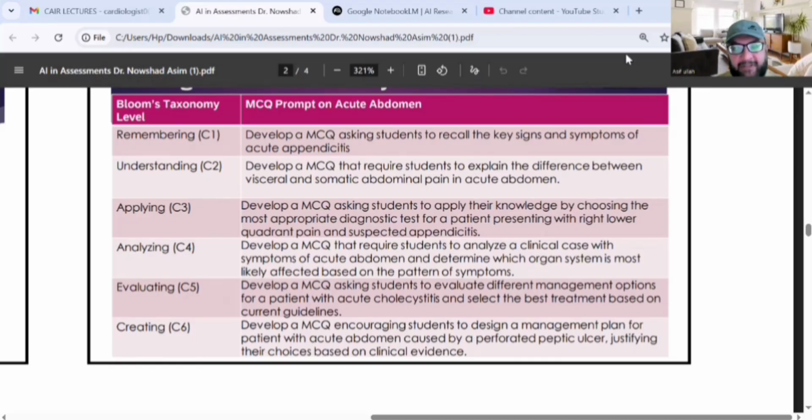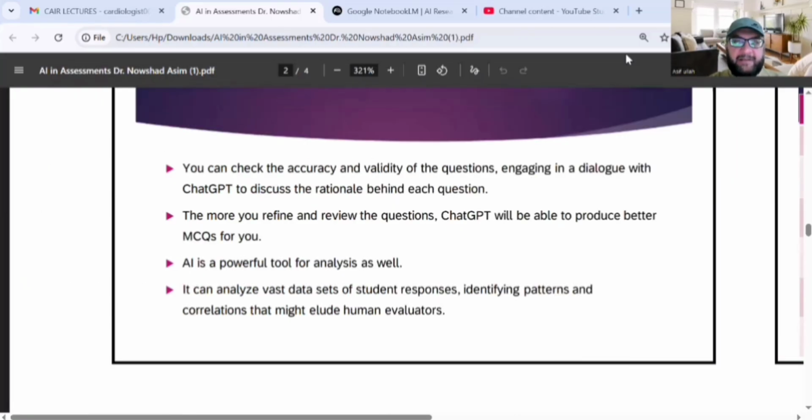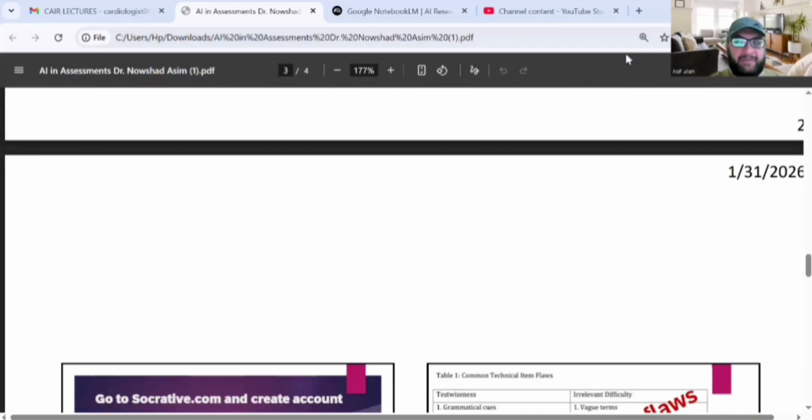In evaluating C5, you will give the prompt: develop an MCQ asking the student to evaluate different management options for a patient with acute cholecystitis and select the best treatment based on current guidelines. In creating C6, develop an MCQ encouraging the student to design a management plan for a patient with acute abdomen caused by perforated peptic ulcer, justifying their choice based on clinical evidence. So these are the different ways to give prompts for different levels of Bloom taxonomy, with which we are all already familiar.